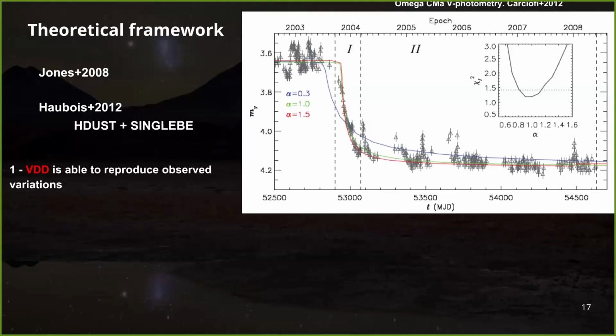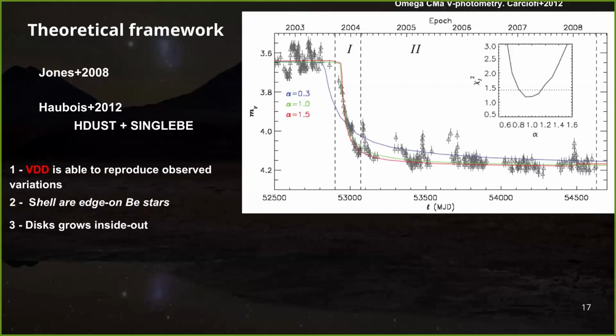But Rímulo made some important contributions to the theoretical side. The first one that I would like to outline here is that the VDD is able to reproduce the observed variations of those stars, as we can see here by those red, green, and blue lines that came from the VDD description. The second contribution is to unify shell stars, since they were understood as edge-on Be stars.